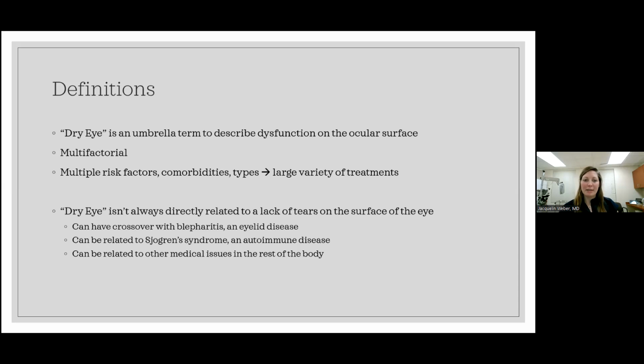A couple other things to clear up. Dry eye doesn't always just mean physically the eyes are dry. It can also be related to a condition called blepharitis, which is an eyelid disease. We're going to talk about that in a moment. Dry eye can also be the term used in reference to Sjogren's syndrome, which is an autoimmune disease. Again, we're going to go into more detail with that throughout the presentation. And sometimes dry eye can be related to other medical issues in the rest of the body. So it's important to know that the term dry eye can have lots of different nuances depending on the specific patient.